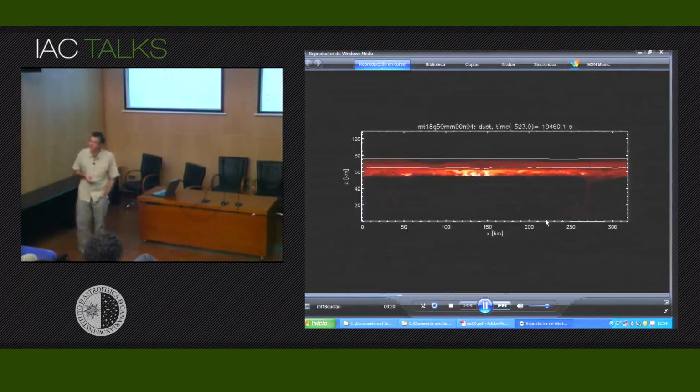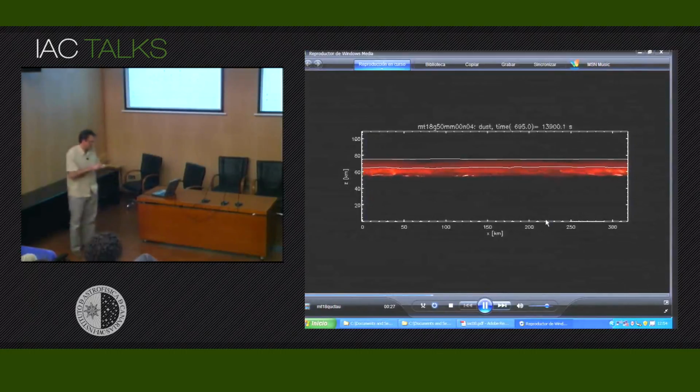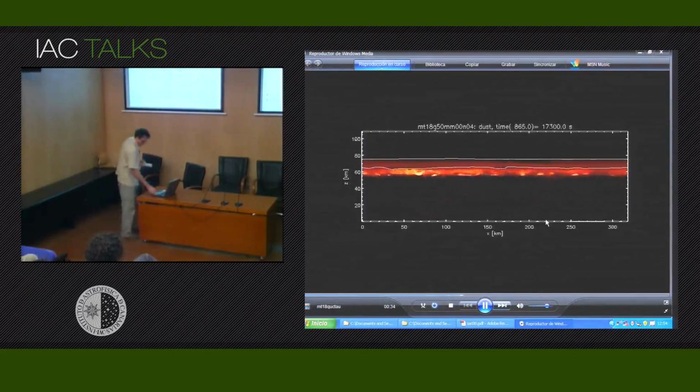The two horizontal lines mark the optical depth unity, indicating that under these conditions, one just sees the upper cloud decks in this brown dwarf, and this line marks the 1/10 optical depth.